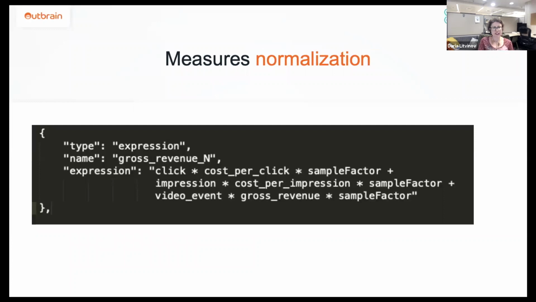So this is the fixed formula for gross revenue. As you can see, we added sample factor to each part of the expression, like click multiplied by cost per click multiplied by sample factor, and the same regarding impression and video event. So when we started sampling, we fixed our Kafka ingestion spec, and we added sample factor to all our formulas. And now it works great. We can trust our numbers in Druid.